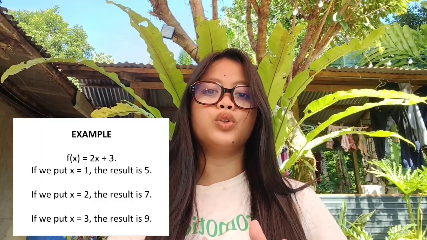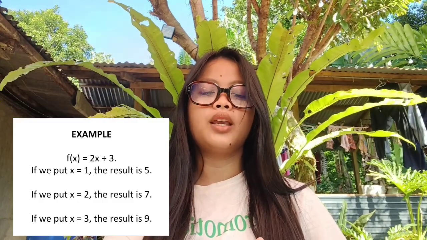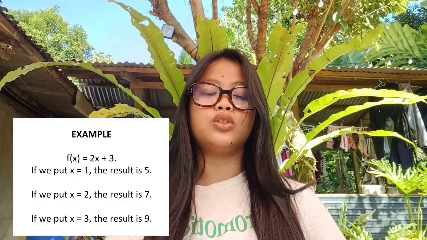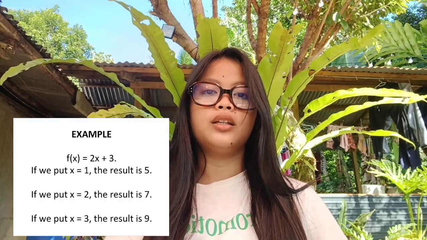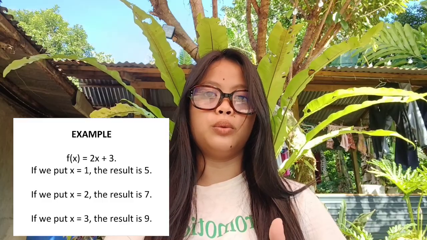If we put x equal to 1, the result will be 5. And if we put x equal to 2, then the result will be 7. And another one, if we put x equal to 3, the result will be 9. So the pattern is simple. Every time we increase x by 1, the result increases by 2 because of the 2x part.